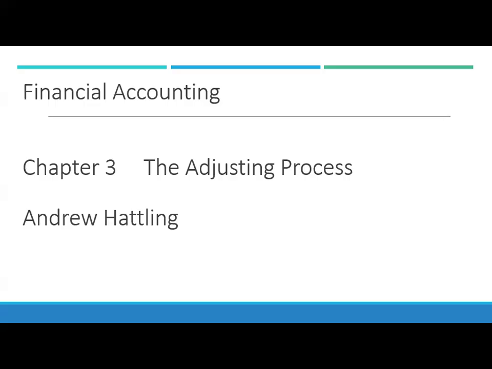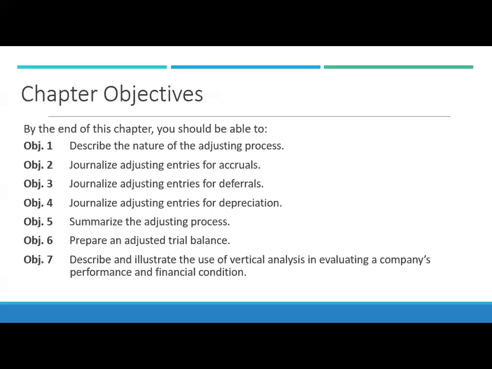And so, as part of the learning objectives, we're going to learn the nature of the adjusting process, the journal entries for accruals, deferrals, and depreciation, which are the three types of adjusting entries, and summarize the adjusting process, prepare an adjusted trial balance, and then take a look at vertical analysis of a company's performance.